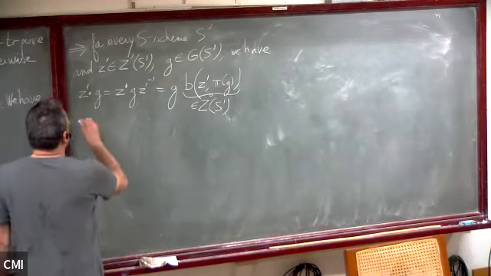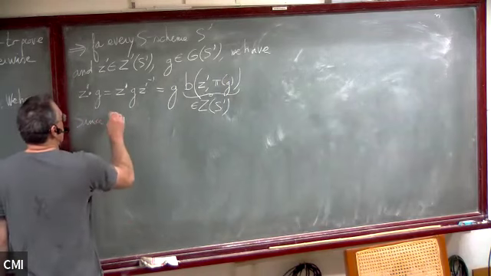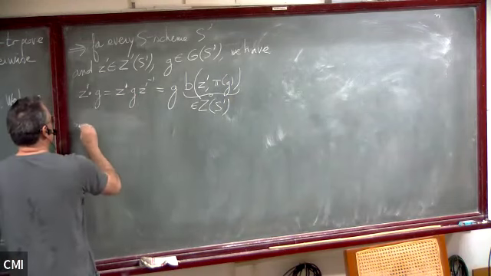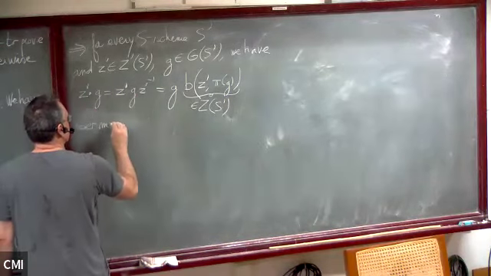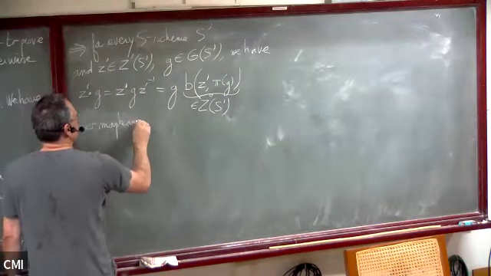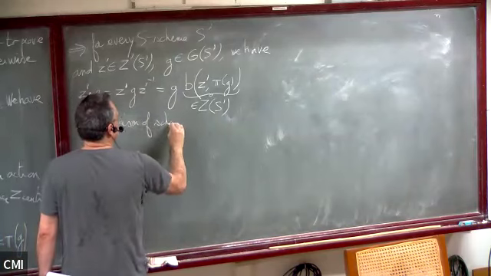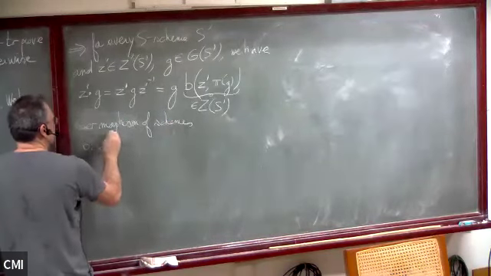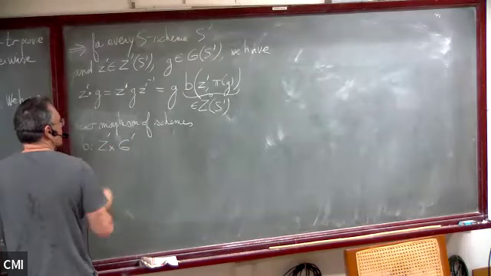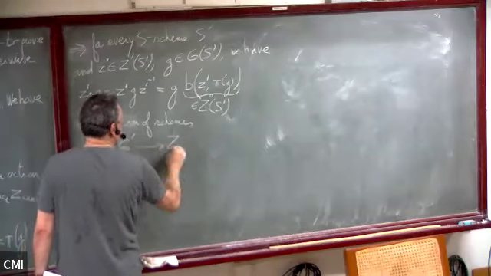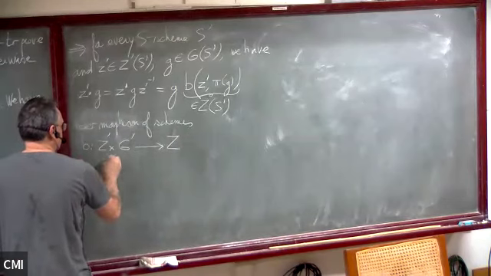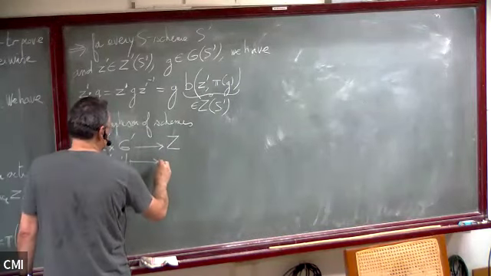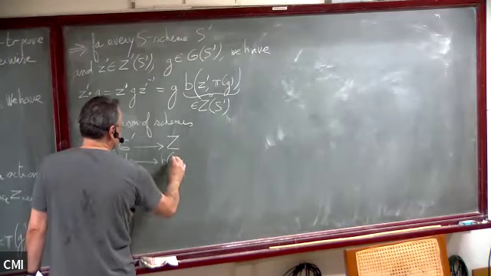And since Z is, okay, so we get a morphism of schemes. That's what I call B. So from Z prime cross G prime to Z.